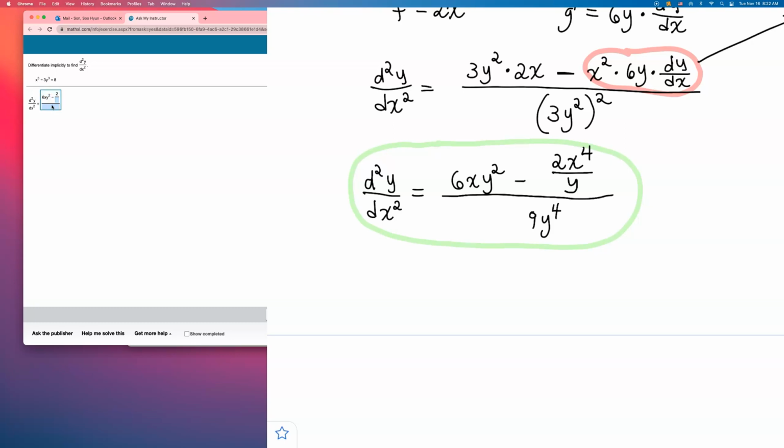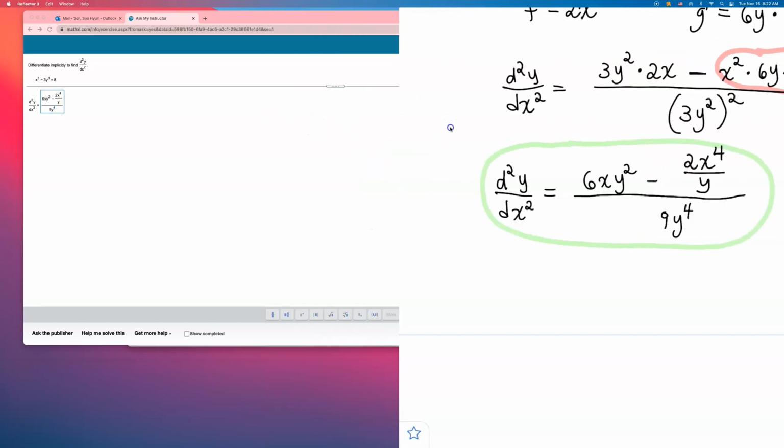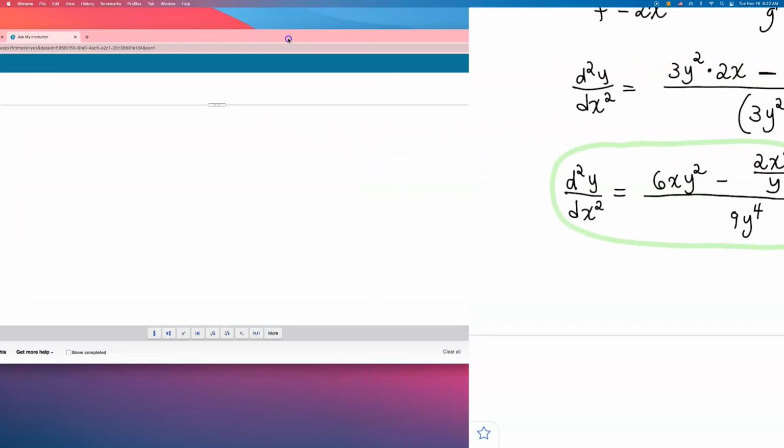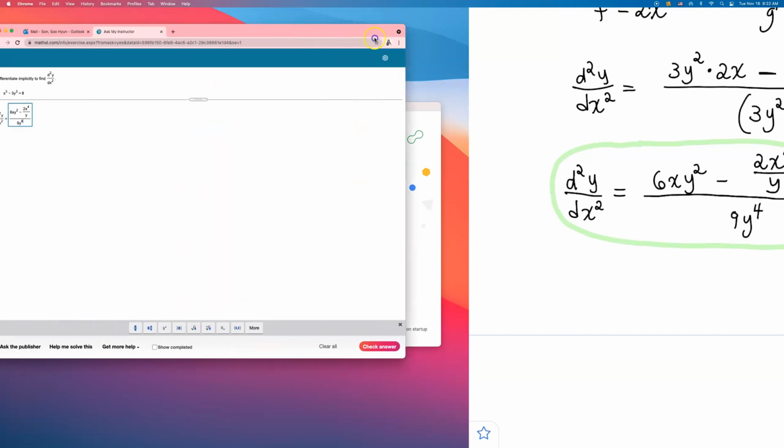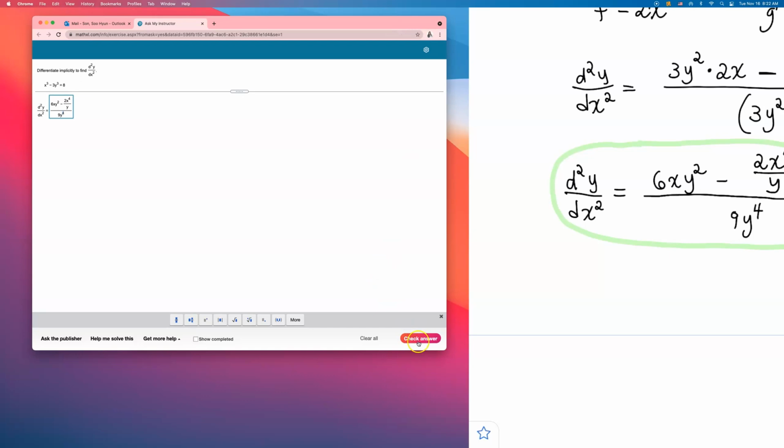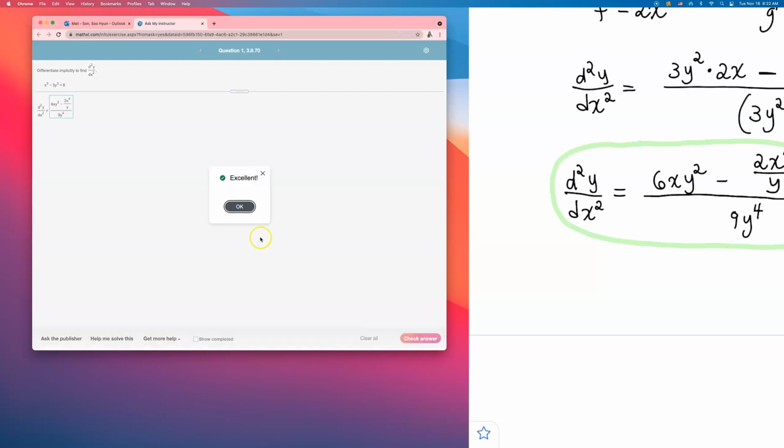Minus 2 over, whoopsies. The numerator is 2x to the fourth over y. Yeah, fraction and a fraction is not really nice, but hey, it is what it is. So if they say no, you need to go on further, I will. But hold on just 1 second. Let me click on check answer. Yeah, so that was okay.